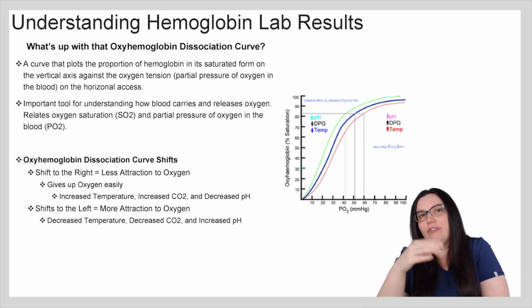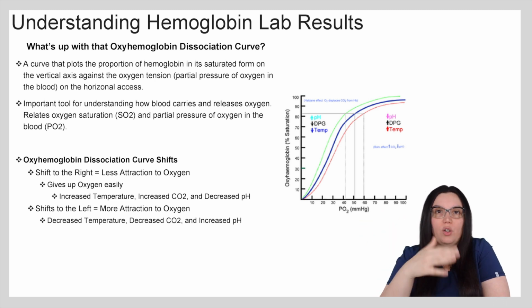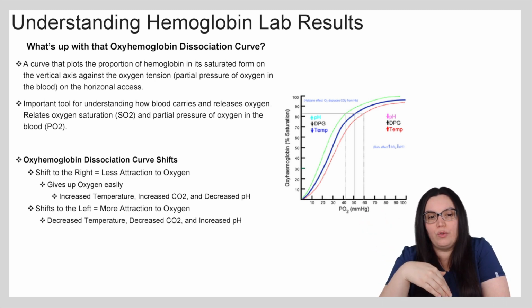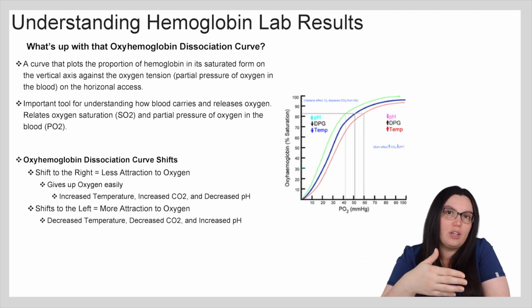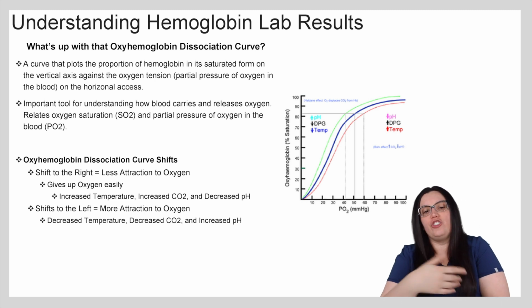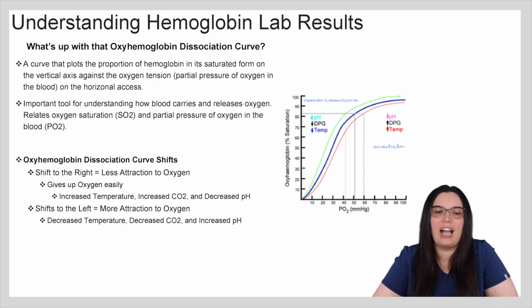If we have any kind of shifts, it's going to be dependent on what's going on with our oxygen, right? If it moves to the right, it's going to be a shift to the right. If it moves to the left, it's going to be called a shift to the left. If we have a shift to the right, that means we have a less attraction to oxygen. That can be due to increased temperature, increased CO2, as well as a decrease in pH. However, if we have a shift to the left, that means we have more attraction to oxygen. So we're going to have a decrease in temperature, a decrease in CO2, and an increase in pH.